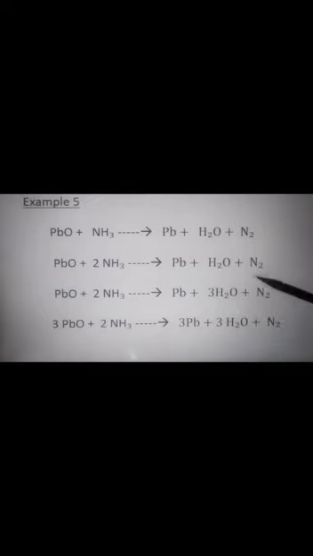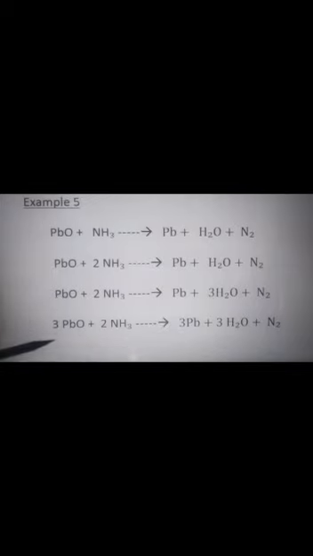Nitrogen is 2, hydrogen becomes 6. But when hydrogen becomes 6, oxygen becomes 3. So on the reactant side, I put 3 over here so that the oxygen becomes 3. Now, in order to take 3 atoms of oxygen, what happened? Lead also becomes 3. Therefore, I have put 3 over here. So the lead is also balanced. Now my final equation will be like this.